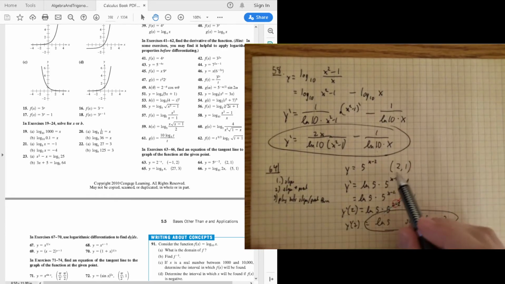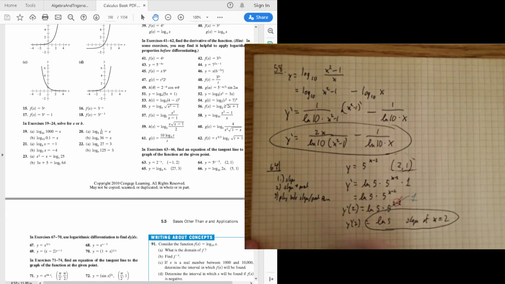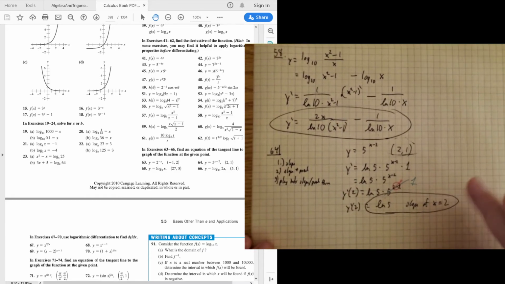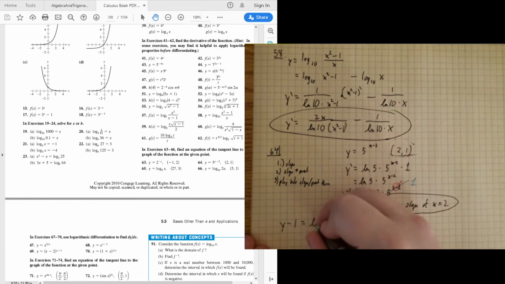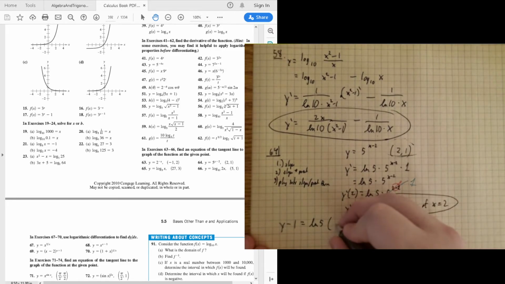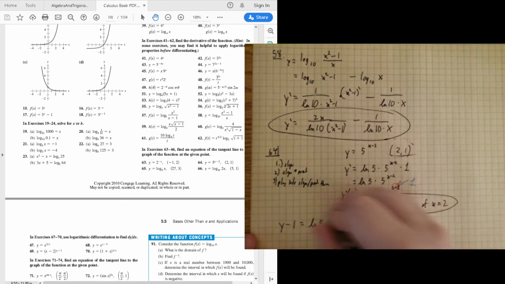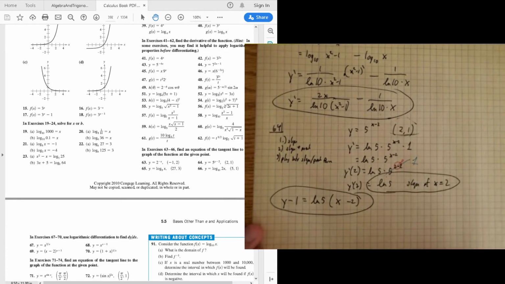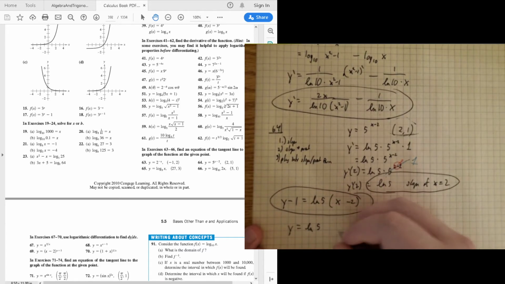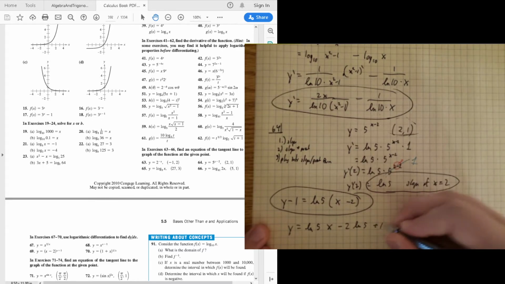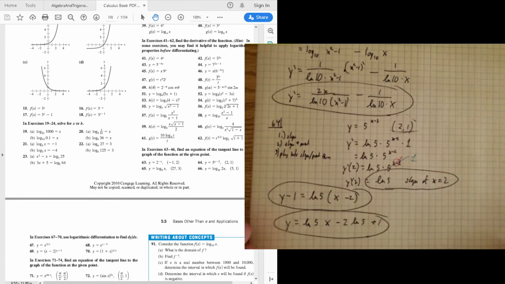Okay, well, I've got a point. I've got my slope. I can now plug into point slope form. And for this one, I'm not going to simplify very much because I have the natural log of 5. It's not going to be a nice number. So I'm just going to leave it the way it is. Y minus 1 equals our slope, ln of 5, times x minus 2. That is one good answer. If you really wanted to simplify, though, you would have y equals ln of 5 x minus 2 ln of 5 plus 1. The alternative answer.